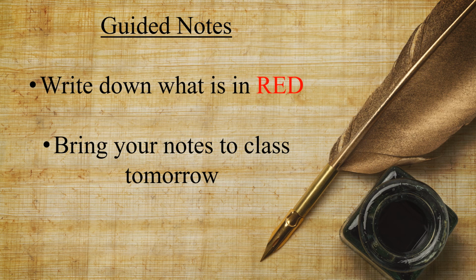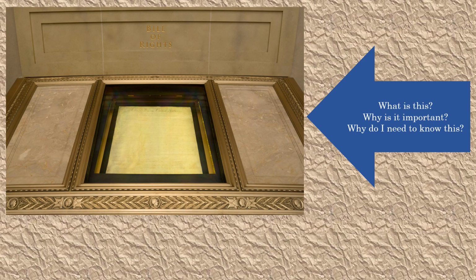What I want you to do throughout this introductory lesson of the Bill of Rights is to take down a few notes, write down everything you see in red, and bring them to class tomorrow. We have a picture here of a very old looking piece of paper in a glass case, which means it must be pretty significant.